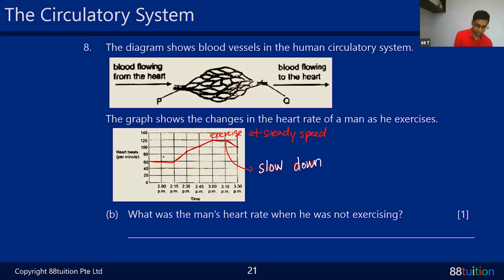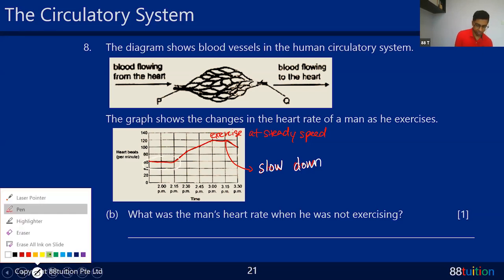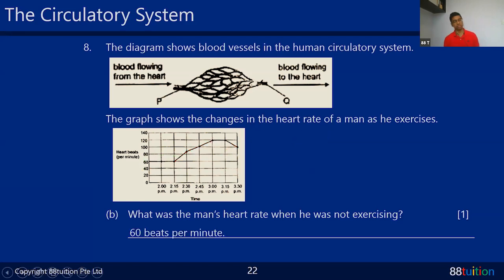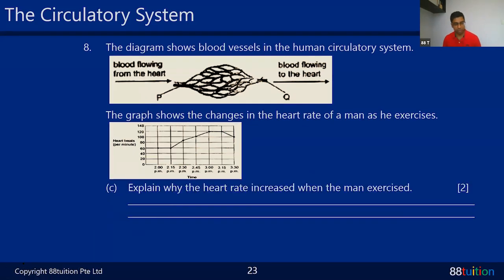Okay, so what is the man's heart rate when he was not exercising? When he was not exercising is here, right? So let me use green color. When he's not exercising, the number is obviously 60. He hasn't started exercising. Then he starts exercising. So explain why the heart rate increased when the man exercised. The exact same answer from question 7. Copy it here. You get 2 marks.